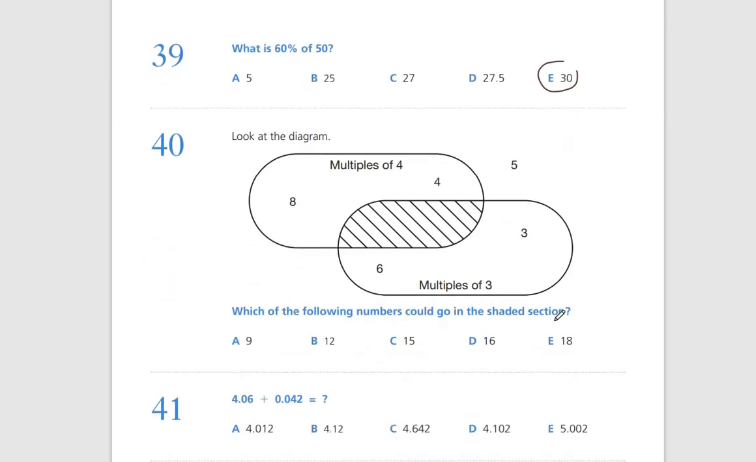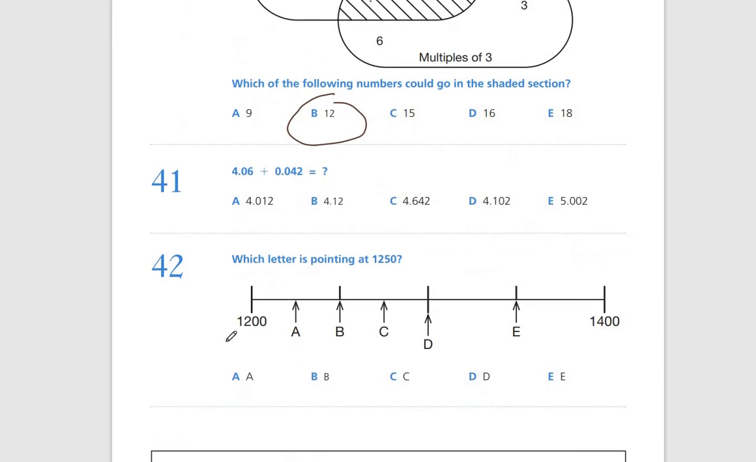Look at the diagram. Which of the following numbers can go in the shaded section? 9 is not a multiple of 4, so it can't go in the shaded section. 12 is a multiple of 4 and it is a multiple of 3, so it can go in there. 50 is not a multiple of 4, 60 is not a multiple of 3, 80 is not a multiple of 4, so none of the others work.